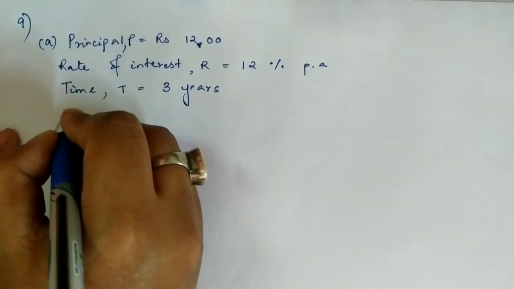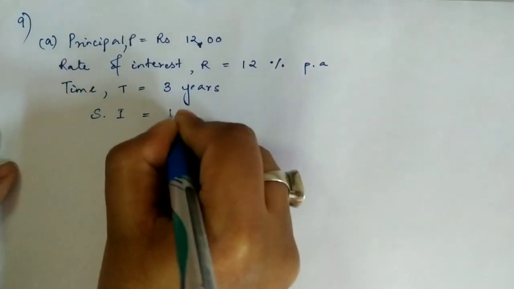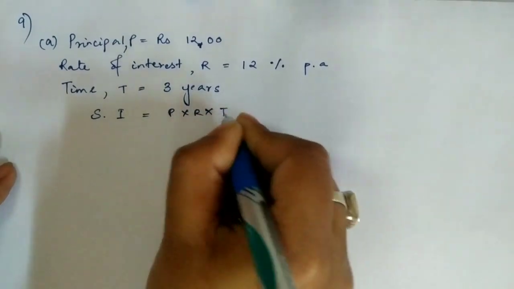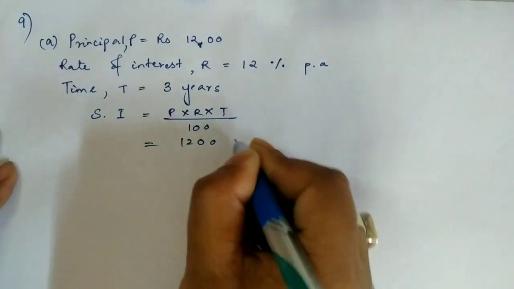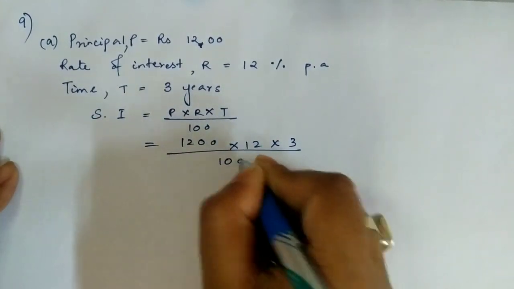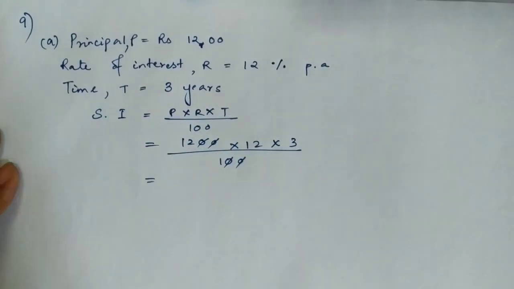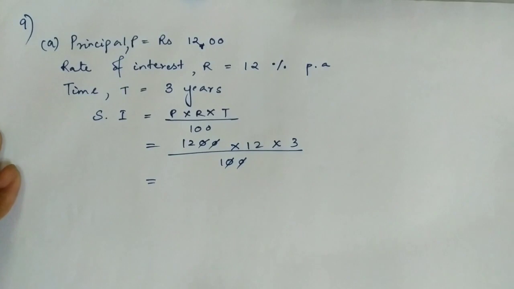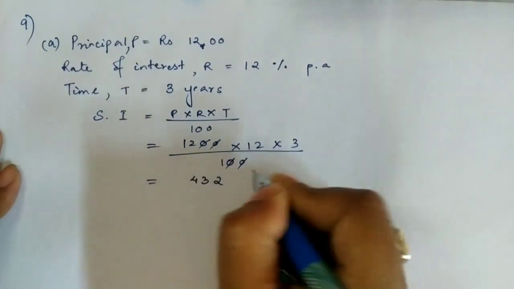In order to find the amount, I need the simple interest. So first, simple interest is equal to P into R into T by 100. Let's find this. P is 1200. R is 12, time is 3 by 100, cancel. So 12 into 12 is 144. So this will be 432.